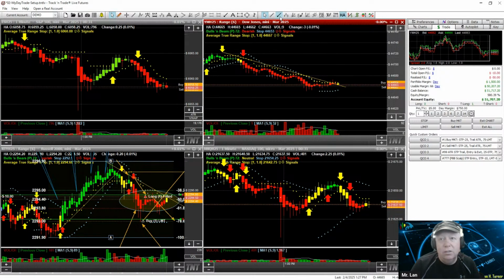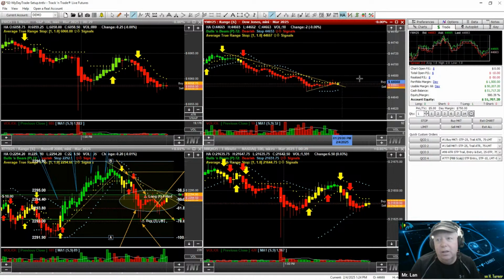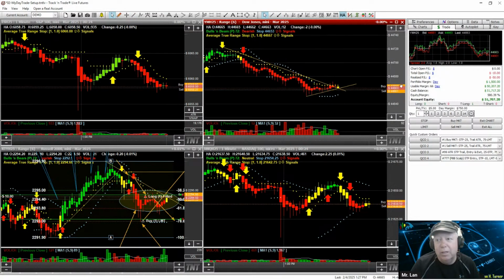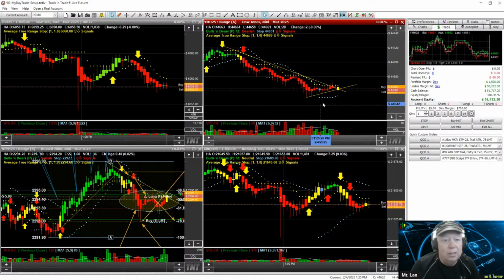Dow's lazy. Let's draw our counter trend line in there. That's the counter trend. Look at that. It's going to try and break that trend line. It's respecting it pretty good, pretty well.